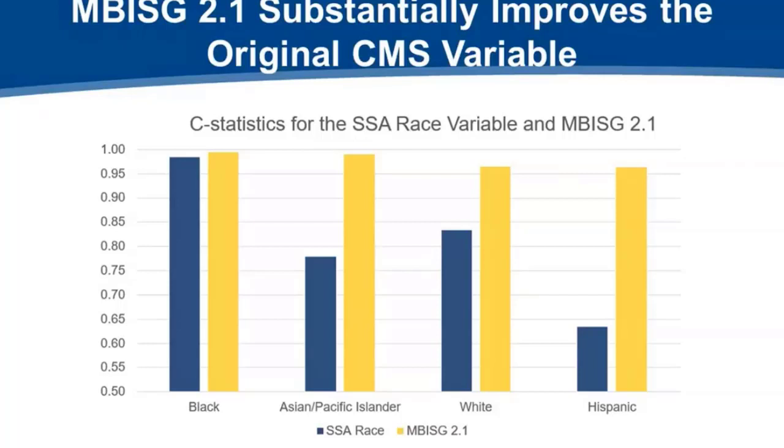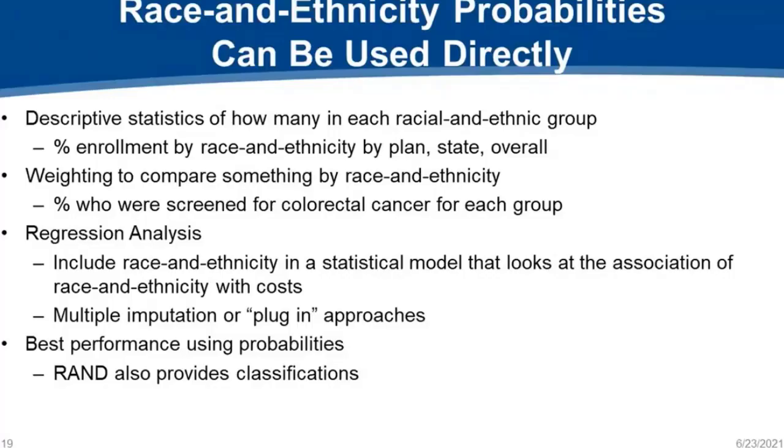But the approach improves the performance for each of those categories. Only a little bit for the black race and ethnicity category because it's so close to perfect already, but substantially for the other categories, so that they're all well into the excellent range. Next slide, please. And now I'd like to just talk about a couple of applications.